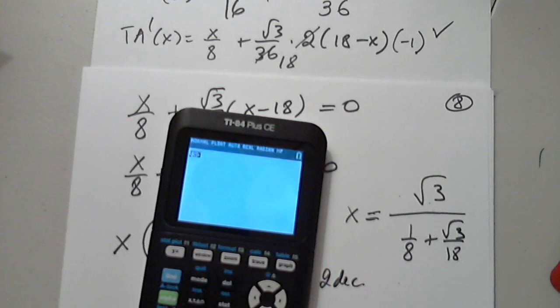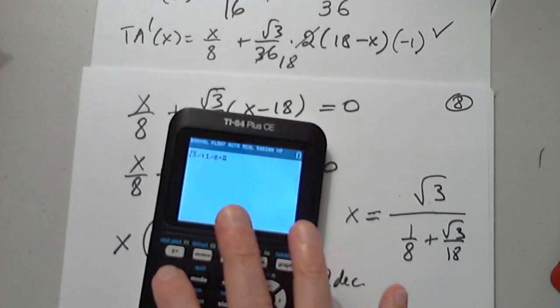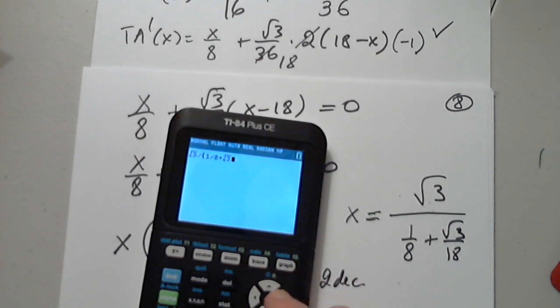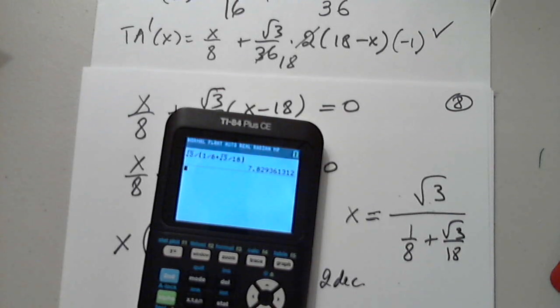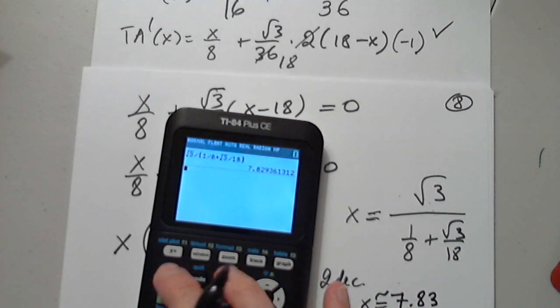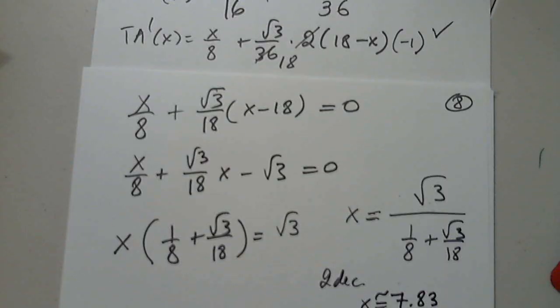The square root of 3 divided by, parentheses, 1 divided by 8 plus the square root of 3 again, outside, divide by 18, close. I got x is approximately 7.83. And this is in meters.